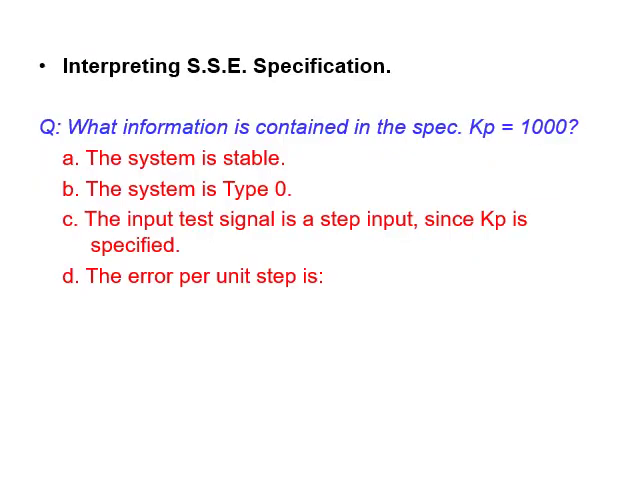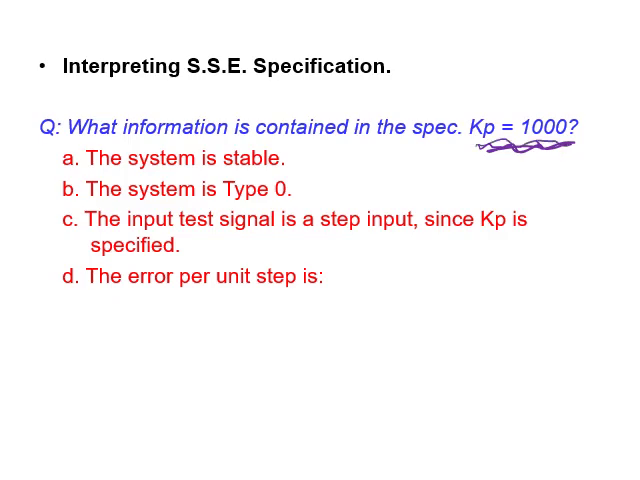Interpreting the steady-state error specification. What he wants to tell us here, he said what information is contained in the specification. He means Kp equal to 1000. If somebody told me that we have a system with Kp equal to 1000, what can I understand out of this? That's why we are studying the constants and we are studying the case in this way. Now I hope you will get very clear about it. Somebody told me Kp equal to 1000.